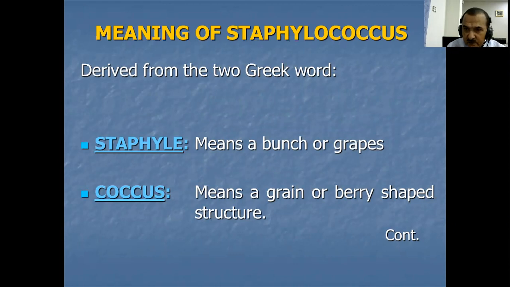Let us differentiate what are the examples of the gram-positive cocci. There are three types of bacteria which are examples of the gram-positive cocci: Staphylococci, Streptococci, and Streptococcus pneumoniae. The word staphylococci is derived from two Greek words: staphyle, which means a bunch of grapes or a cluster-like structure, and coccus, which means a grain or berry-shaped structure.